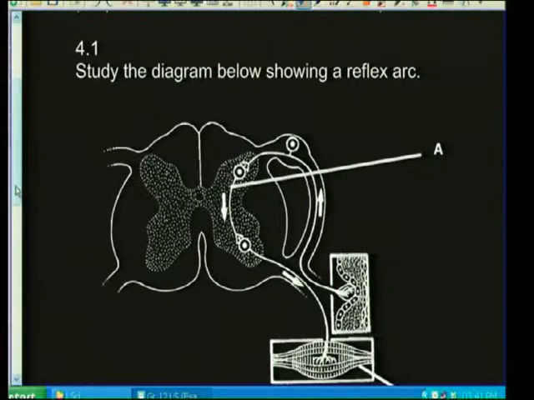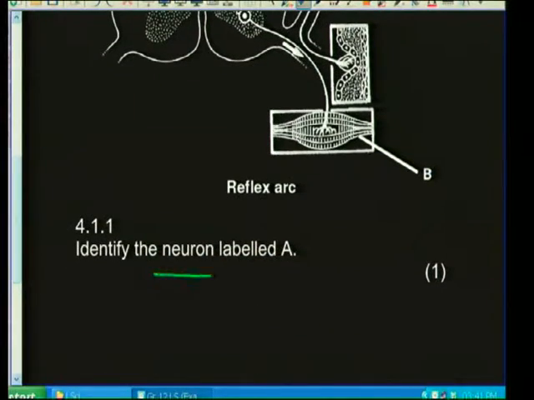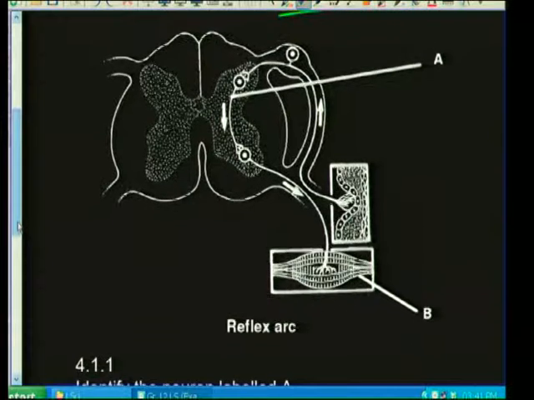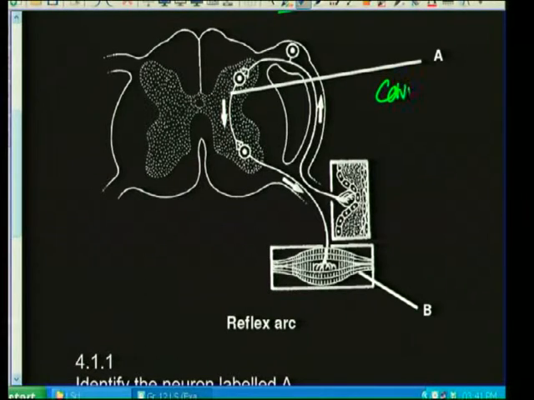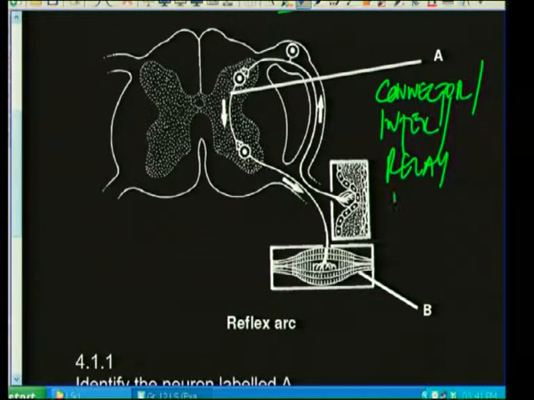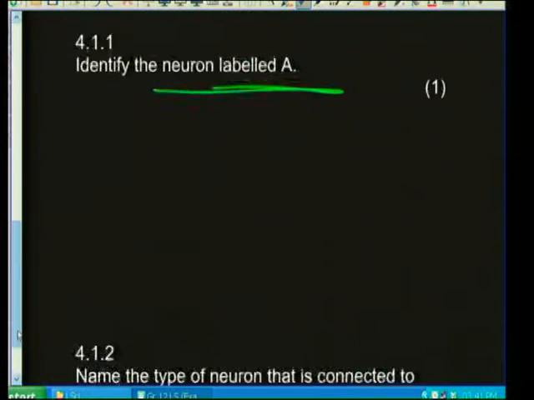Next question says, study the diagram below showing a reflex arc. Again, we're seeing a reflex arc. Identify the neuron labeled A. They just want to know the label. Look where it is found. It's found in the gray matter of the spinal cord, in between the sensory neuron and the motor neuron, and therefore that would be a connector, inter, or relay neuron. Different textbooks use different words for that, but any one of these is correct: connector, inter, or relay neuron.